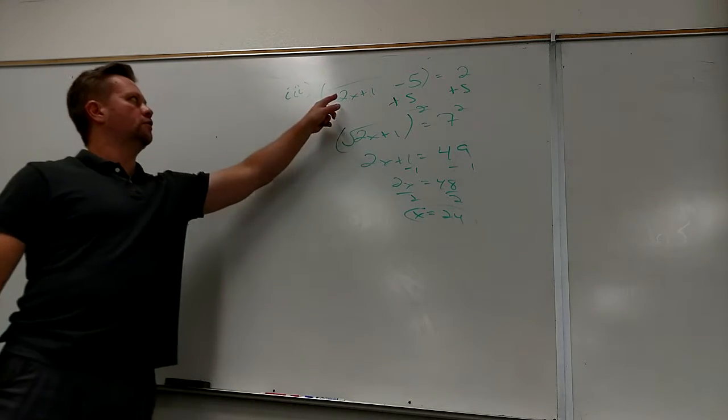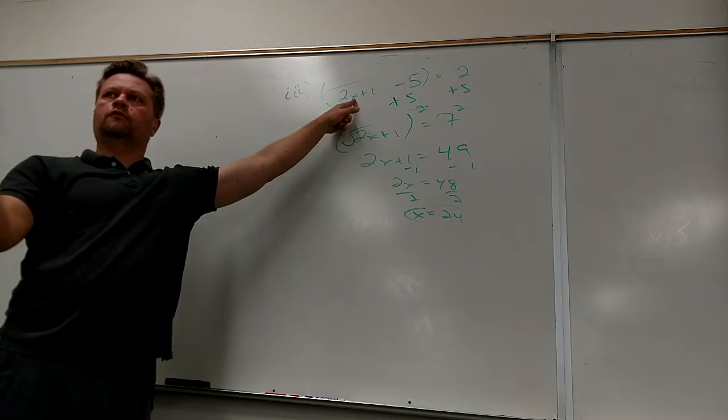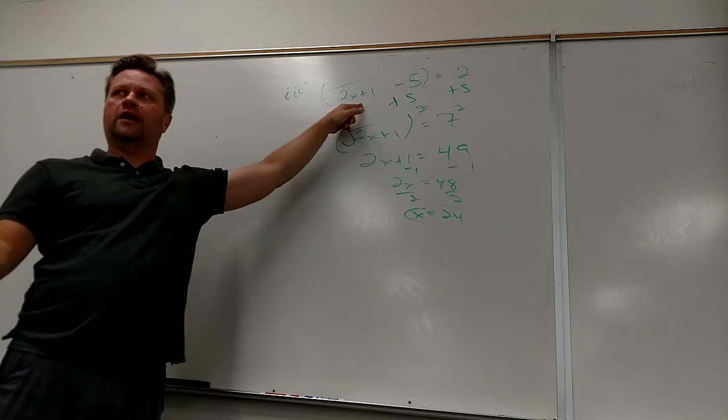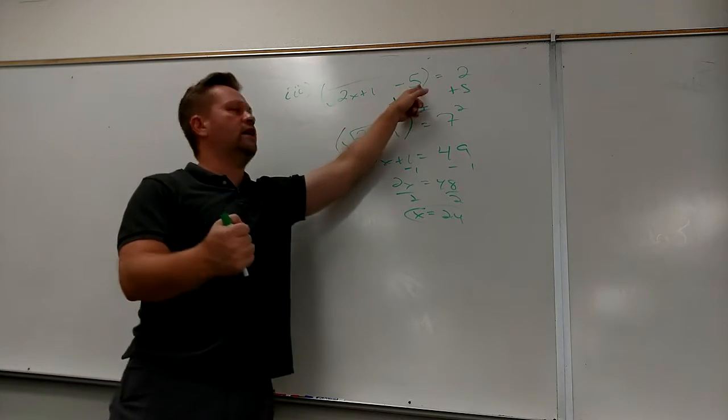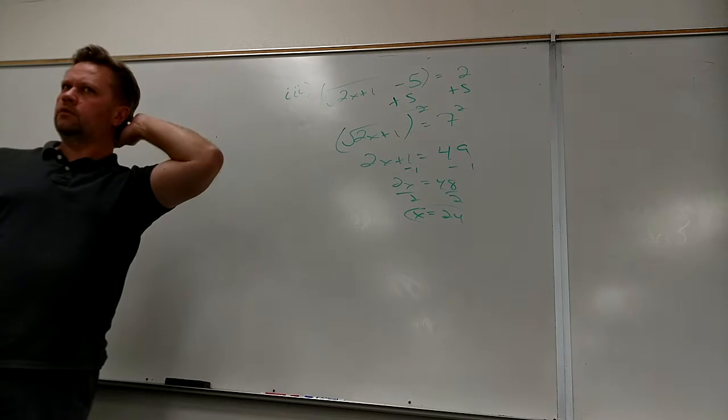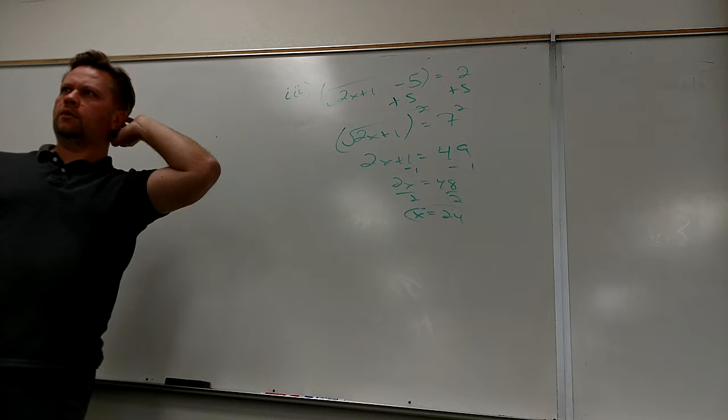If you check it, what's twice 24? 48. Plus 1 is 49. What's the square root of 49? 7 minus 5 is? Yay! Okay, maybe.